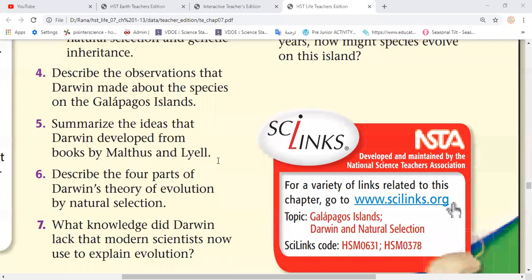Question number 6 asks you to describe the four parts of Darwin's theory of evolution by natural selection. Adham just did them, so could anyone answer this question again, please, guys? Other people. Bhumika, Mahi, Mahad. Hey guys, wake up. Yes, Jenna?